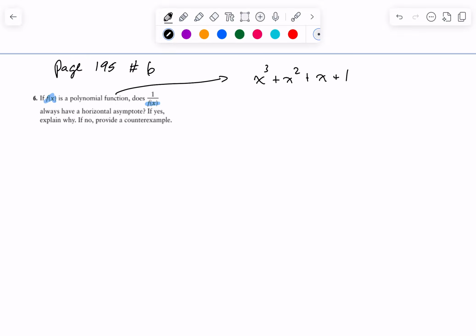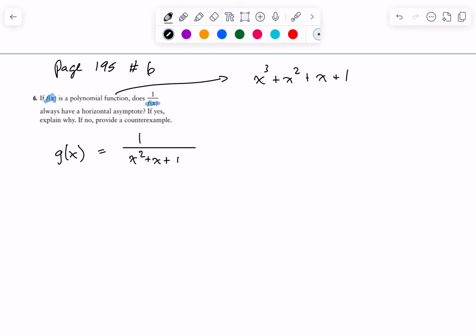Okay, so does it always have a horizontal asymptote? And if yes, explain why, and if no, provide a counterexample. So I'll come up with a couple different examples here. The short answer is, if I were to write something like this function, we'll call it g of x because they used f of x as the function in the denominator, but we'll say 1 over, let's say even something like x squared plus x plus 1.